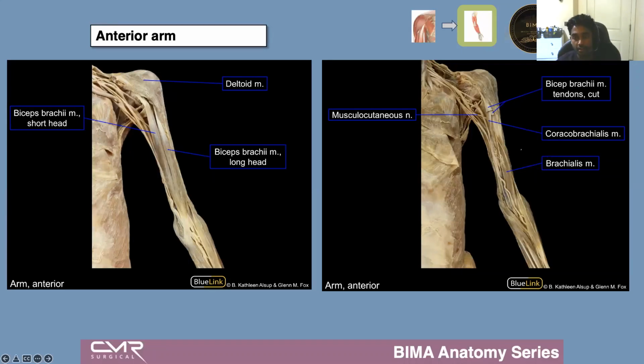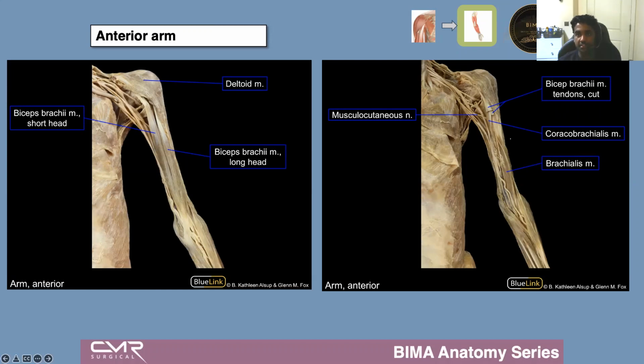Then the other muscles we have are the brachialis and the coracobrachialis. Now the acronym to remember all of these is BBC: biceps brachii, brachialis, coracobrachialis, and that's going from superficial to deep. That's the easiest way to learn their positioning and also remember all of them existing, because a lot of people do remember these but then forget these two.